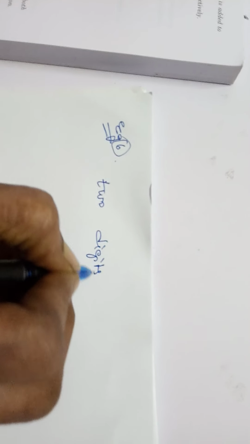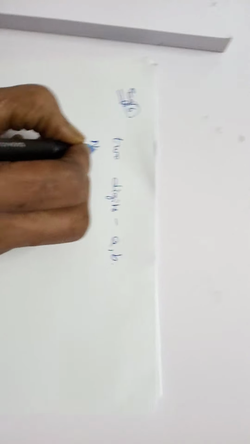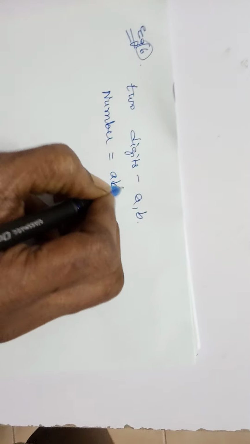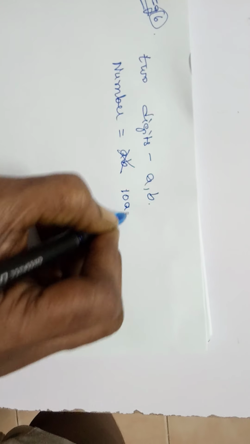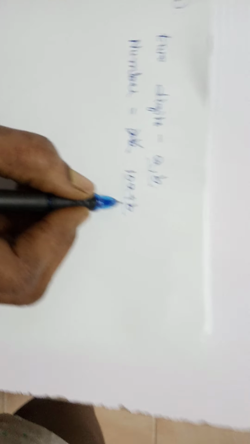Whenever they refer to a 2-digit number, first we'll take the 2 digits. Be careful. 2 digits A and B. But when you write it as a number, you can't write it as AB. This is wrong. So you have to write it as 10A plus B. So this is the number, and these are the digits. So the 2 digits are A and B, and the number is 10A plus B.